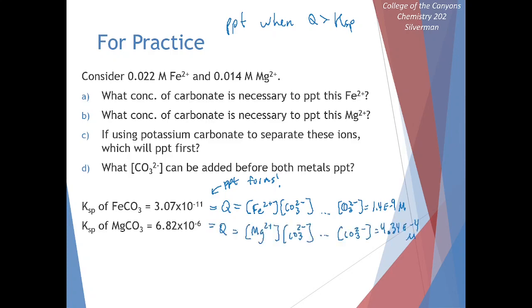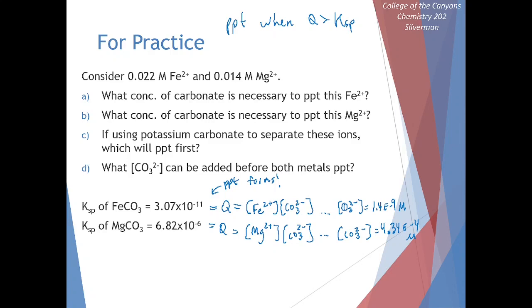We can do a similar analysis for our magnesium. Carbonate can be added until its concentration is 4.34 times 10 to the negative 4th molar. Anything more than that, and our magnesium carbonate will start to precipitate. The smaller our KSP value, in general, the easier it is to precipitate.